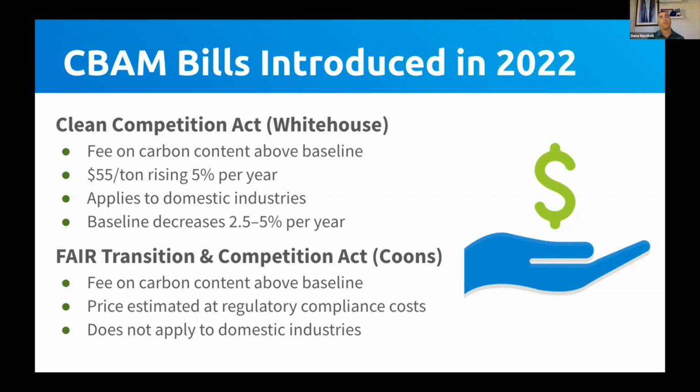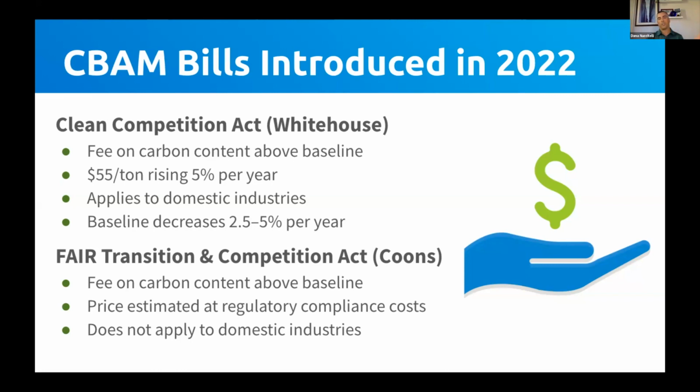which, very similar, would have put a fee on the carbon content of the product above that baseline, again calculating the baseline, and then putting the carbon price on the extra carbon content. His bill would have estimated the regulatory compliance costs that U.S. industries have to pay in order to reduce their emissions to meet our regulations, and set the carbon price that way, which is kind of a complicated way.